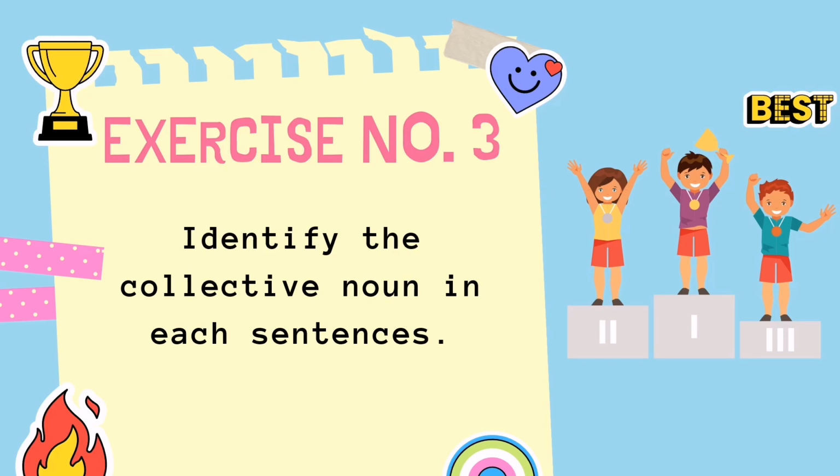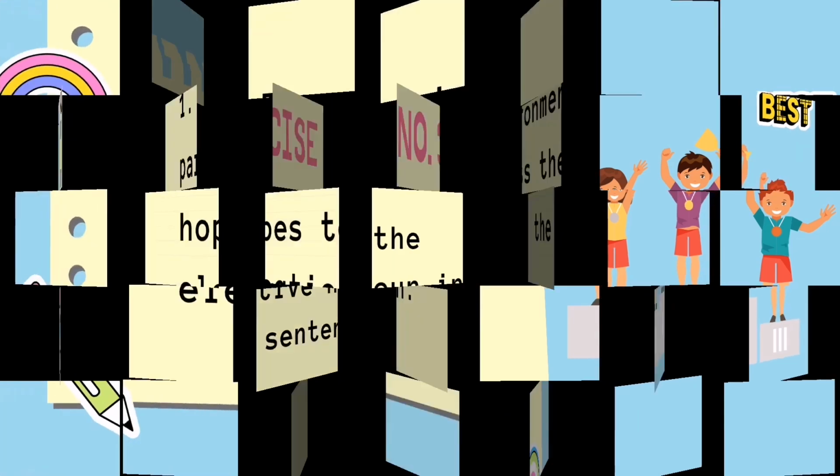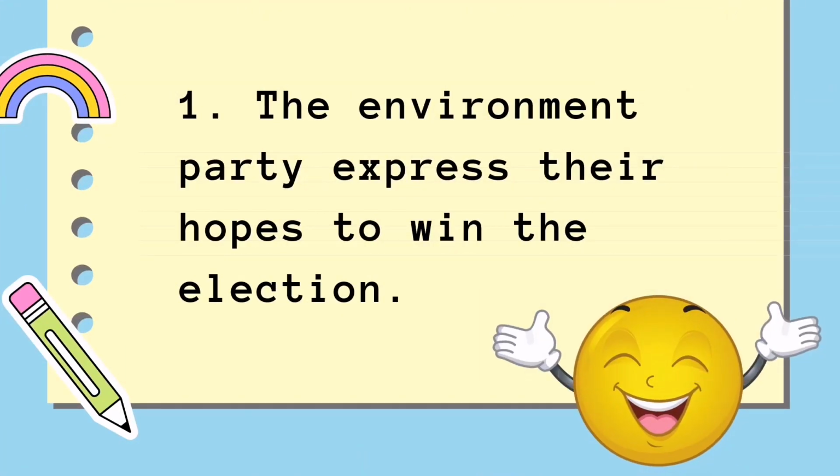Now, let's have our exercise number 3. Identify the collective noun in each sentence. Are you ready? Okay, let's get started. Number 1, the Environment Party expressed their hopes to win the election. So, which do you think is the collective noun in the first sentence? Good job! The collective noun is party.